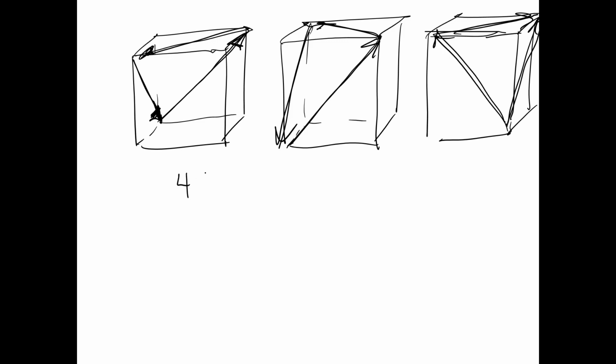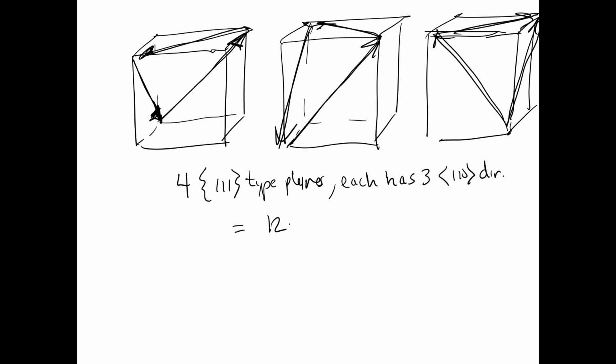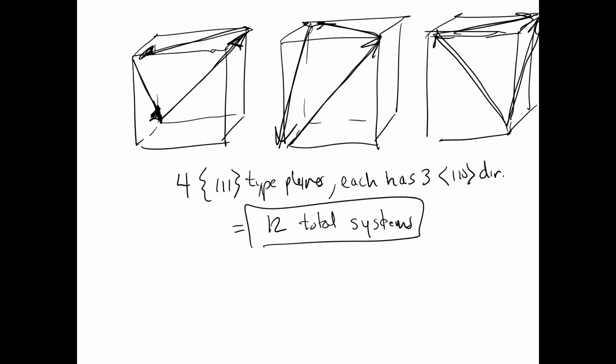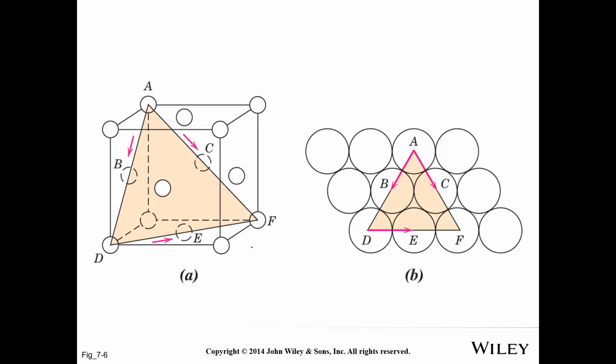And there are 4 1-1-1 type planes, and each one has, we'll say, 3 1-1-0 directions. So that means there are 12 total systems here. Or another way you could put that is there are lots of possibilities for slip. So depending on how the tensile axis is oriented, there's a good chance that one of these planes and directions is going to be favorably oriented so that slip occurs pretty easily. Now let's take a look at this figure from your book here, but it talks about what we just talked about. There's the 1-1-1 type plane, and there are 3 directions on that plane. We could even name them.